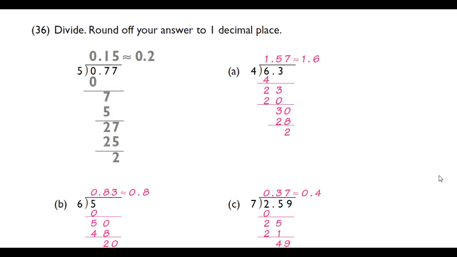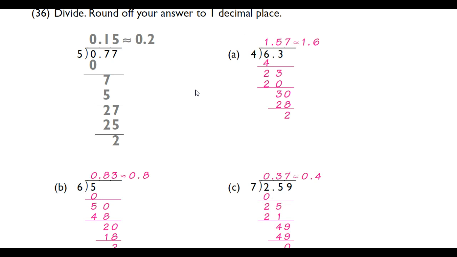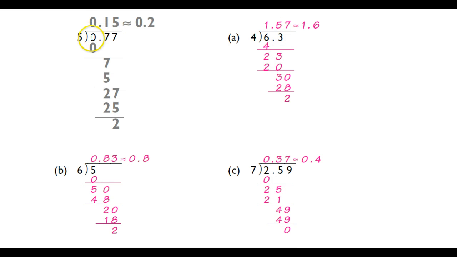Now this one is special. It says answer your question to one decimal place. Now let's take a look here. 0.77 divided by 5 after all the calculations over here, right? The answer is 0.15. So to round it off to one decimal place, 0.15 is nearer to 0.2, so I round up to 0.2. That should be your answer.